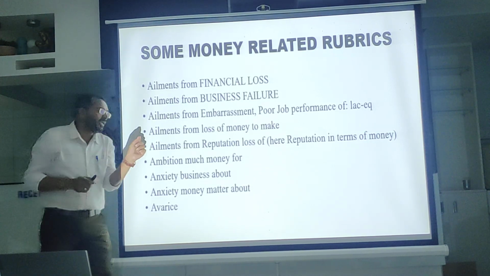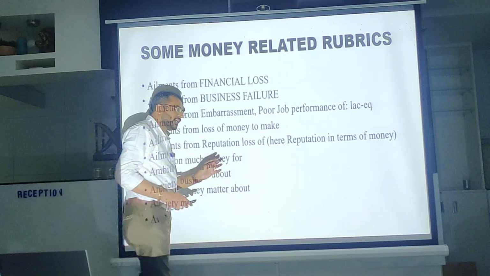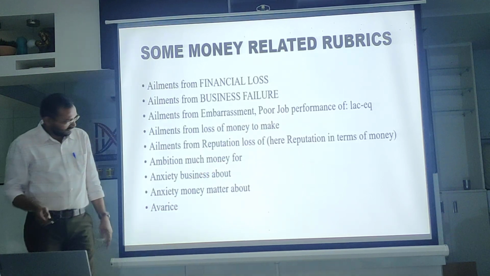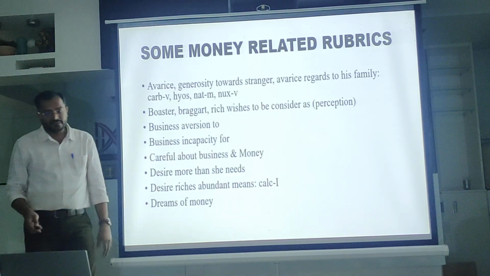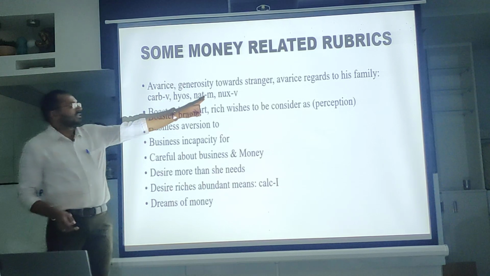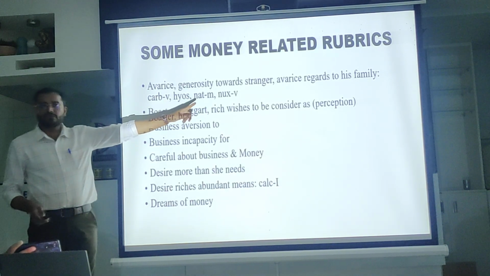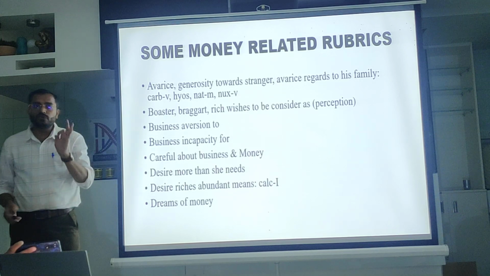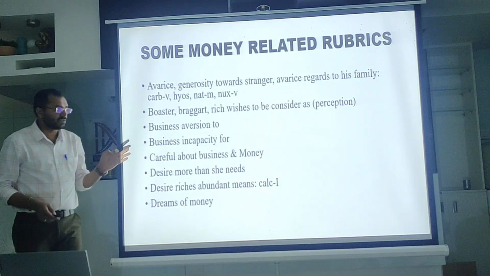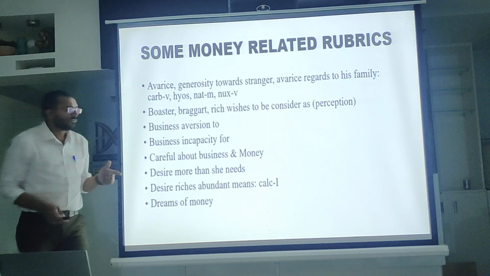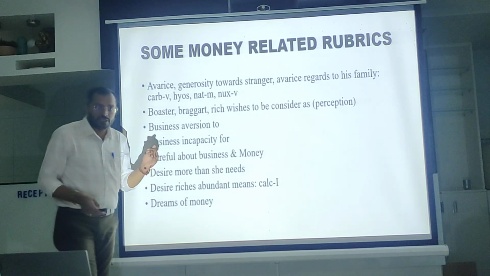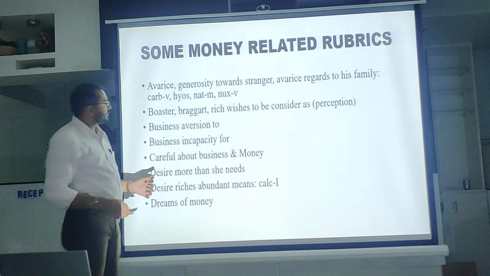Okay, please keep quiet for 2, 5 minutes. Awareness, generosity towards strangers, awareness with regard to his family, carbohydrate, Hyoscyamus, Natrum muriaticum, Nux vomica. Nux vomica is one of the good remedies for diabetes of the young. Okay, right now fast achievers in this corporate world generations.